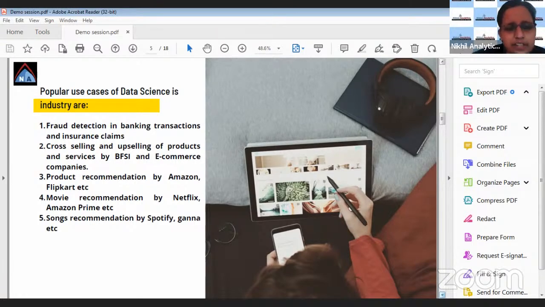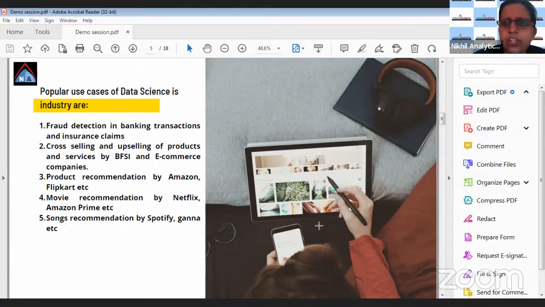So these are certain examples. Similarly, cross-selling and upselling of products would come under data science as well. And then popularly, if you are using Amazon, Flipkart, once you open the account and you start browsing the product, you would get a lot of product recommendations also.